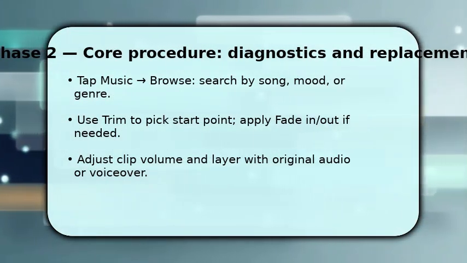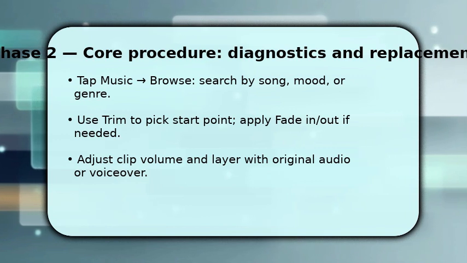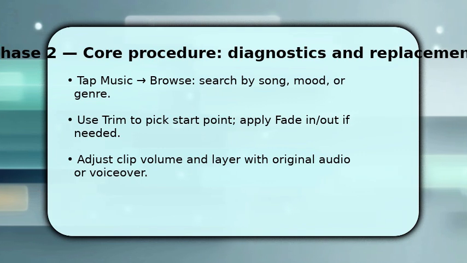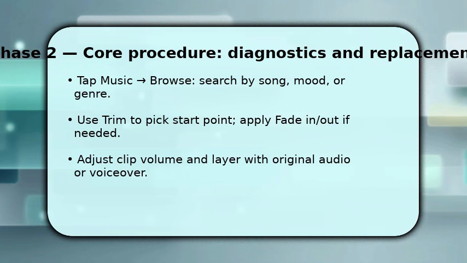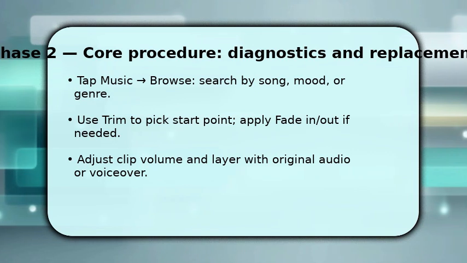Once you choose a track, use the trim handle to set the exact start point. This matters for hooks and sync. Adjust the music volume relative to your clip's original audio and add a voiceover if needed. If timing is tricky, nudge the track or trim the video. Making small shifts will align beats with cuts and make the short feel polished.